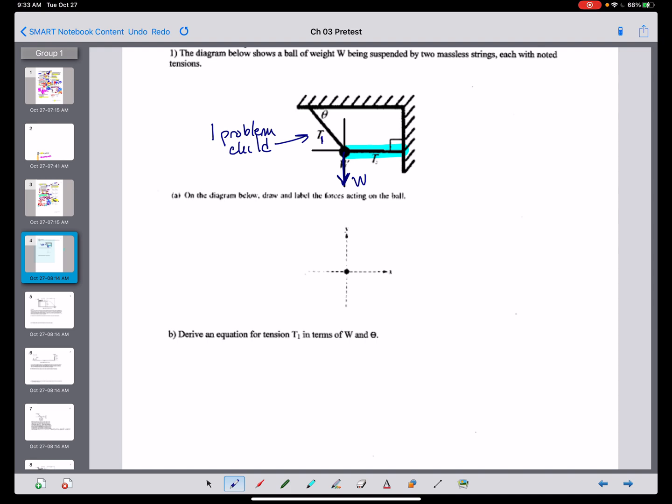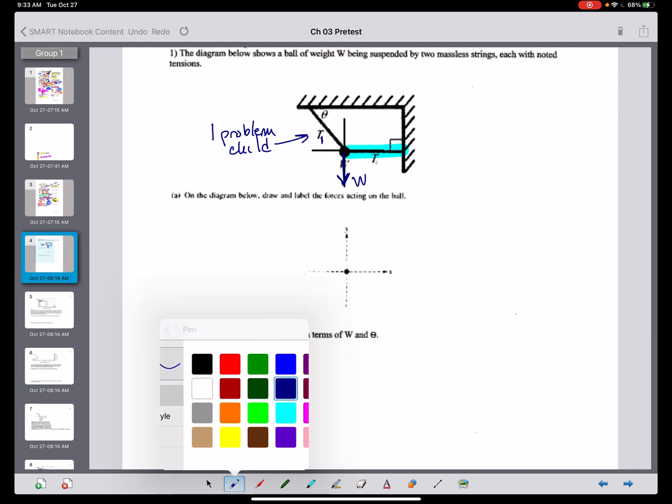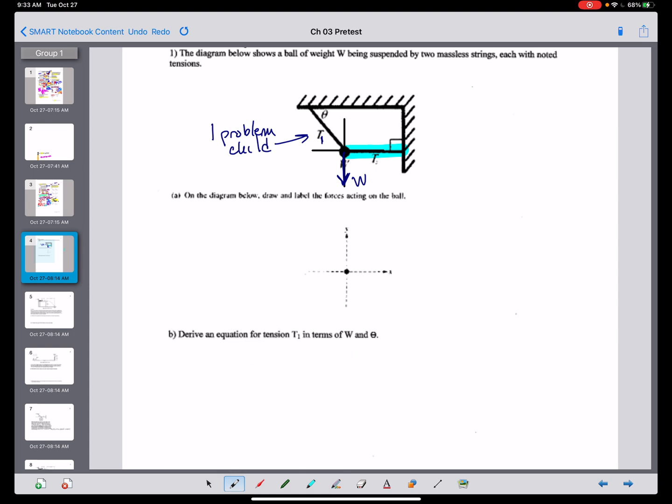So in black, keep this in black. Pulling down, they said put it in terms of W, so we're going to call it lowercase w for weight. Then we have T2 going to the right, some string tied to the right. And then we have T1 going off at some angle. Notice we gave an angle to the horizontal there, so we put theta right here.